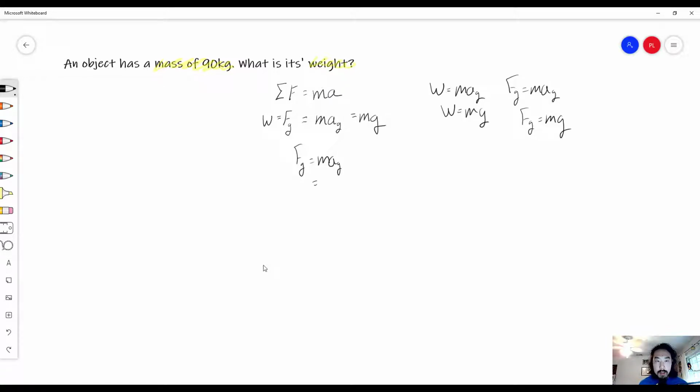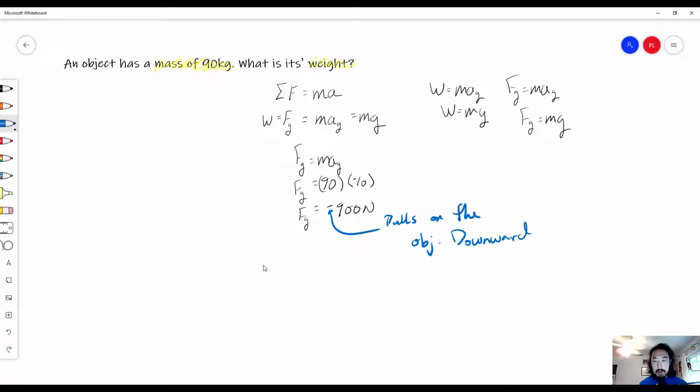So we know that the mass is 90, and the acceleration due to gravity is technically negative 9.8, but I'm going to use negative 10 here, just to make our math a little bit easier. And so we get 90 times negative 10 to get negative 900 newtons. Okay, so that's the object's weight. Now, just so you know, remember, forces are vectors. So that negative simply means that the force of gravity pulls on the object downwards.